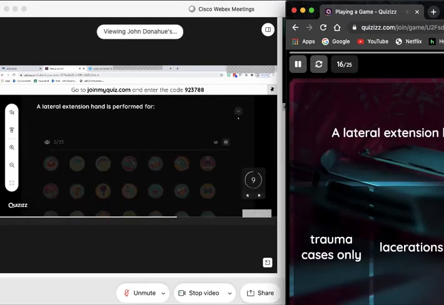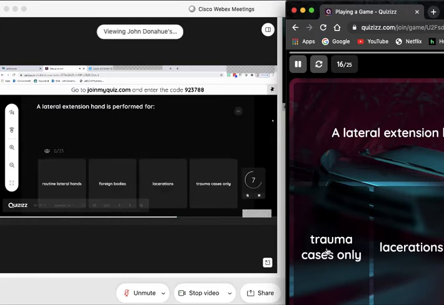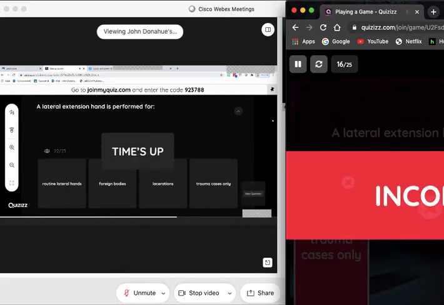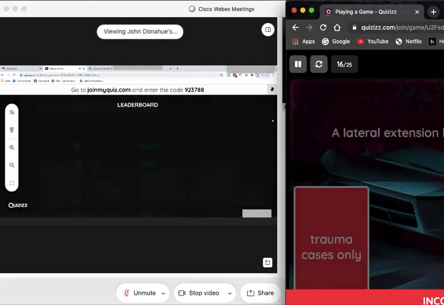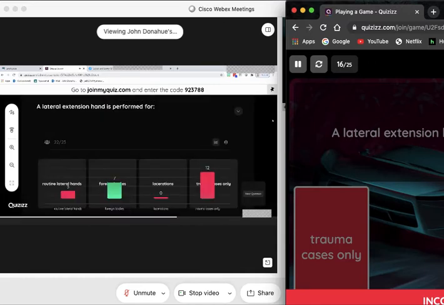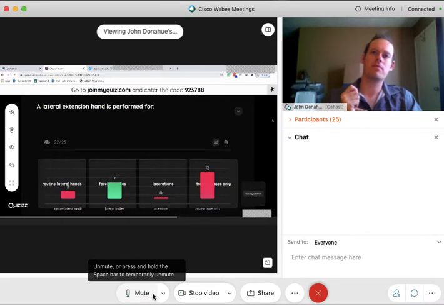All right, a lateral extension hand is performed for what? Okay, so it's going to be for foreign bodies. So for a lateral extension, we're putting the hand straight out, like a karate chop. We primarily do that X-ray to check for foreign bodies. What is the actual routine lateral that we do normally, though? What's that one called? Fan lateral? A fan lateral.